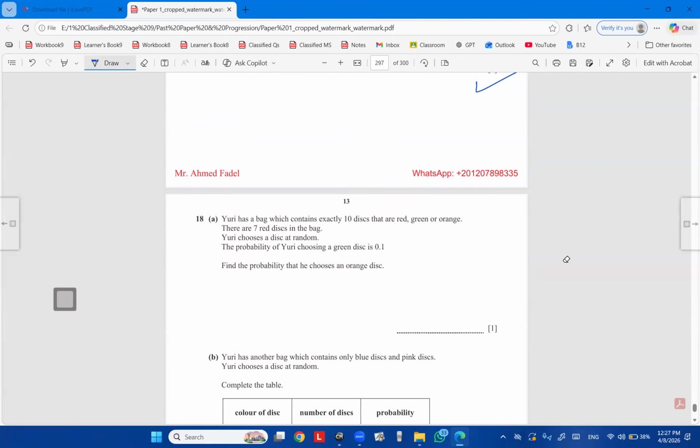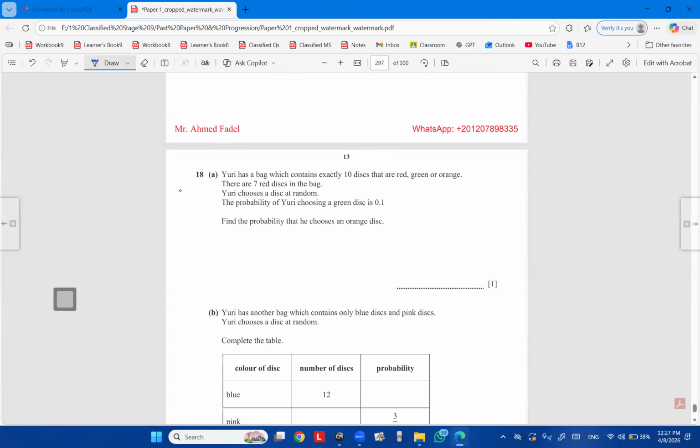Question 18a. Yuri has a bag which contains exactly 10 discs that are red, green, or orange. There are 7 red discs in the bag. So 7 red, which is 0.7. 7 out of 10. Yuri chooses a disc at random. The probability of Yuri choosing a green is 0.1, which is 1 out of 10.